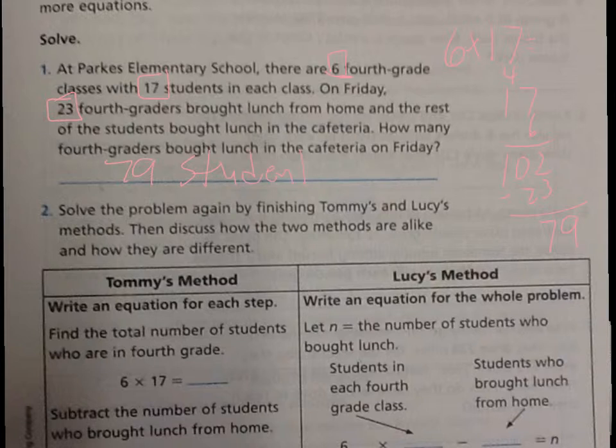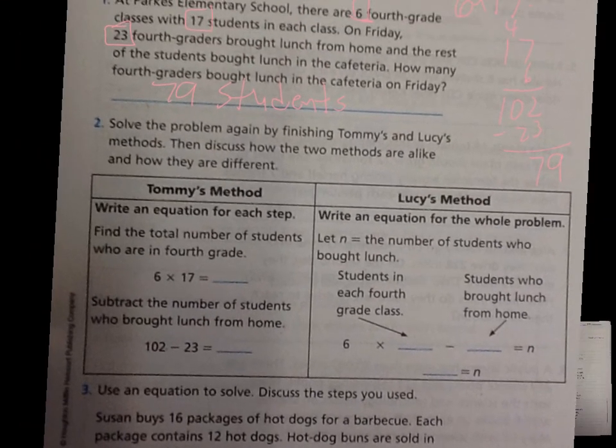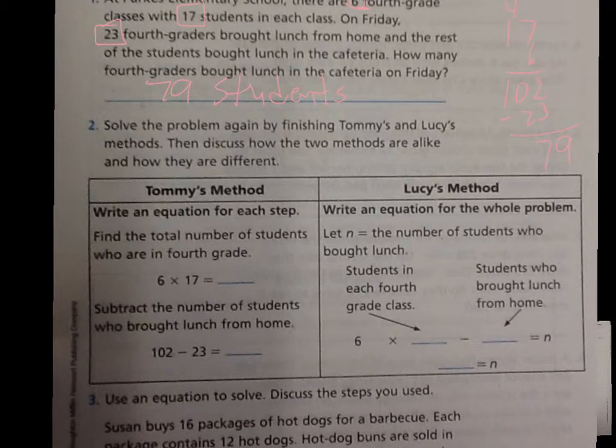Now let's look at the 2 methods, the 2 ways down low. Like I said, you're going to think of many different ways to do this. Let's look down low and see the 2 methods, Tommy and Lucy. Tommy did the way I just went over with you. Tommy did 6 times 17, which equaled 102. And then he took the 102 and subtracted 23 from it to get 79. That's the way I would have done it.